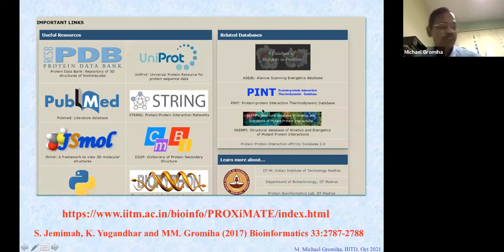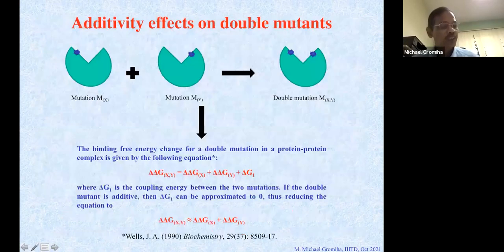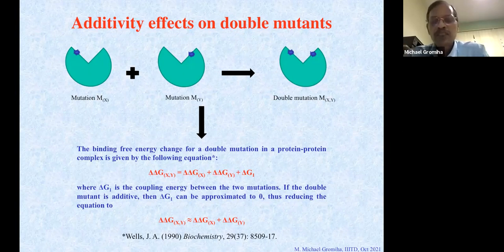So now the next question is, we have the data, so can we analyze the additivity effect of double mutations, or predict the binding affinity change upon mutation? Or how far the disease-causing mutations in the interface are influenced by the binding affinity change? First, I'll discuss, I think I have 10 more minutes, the additivity effects of double mutations.